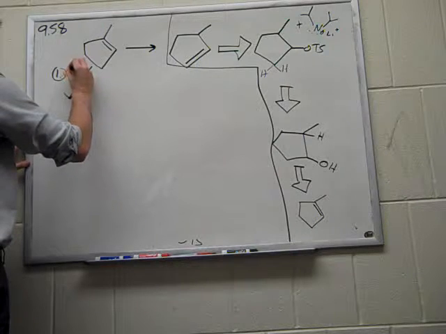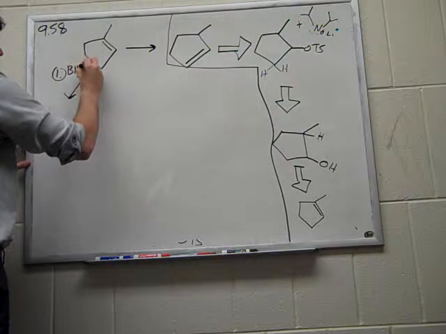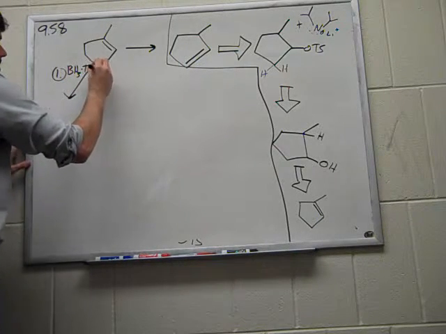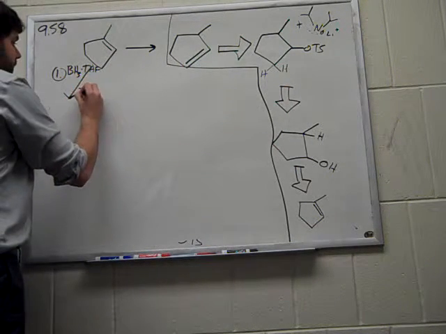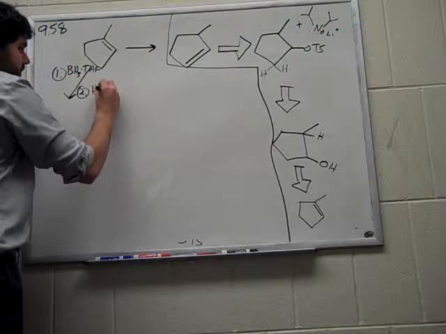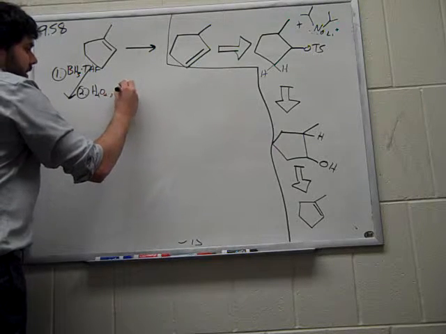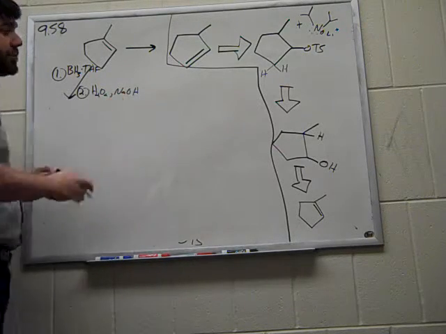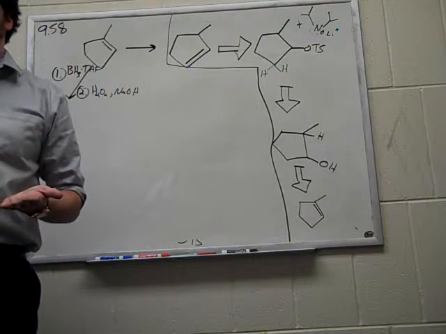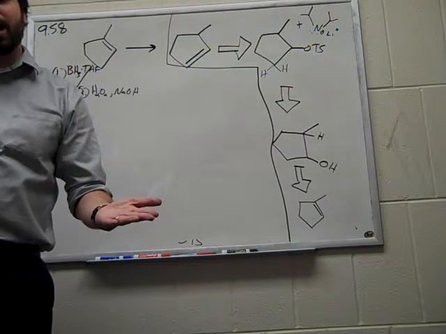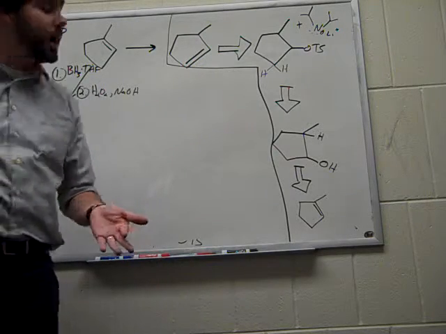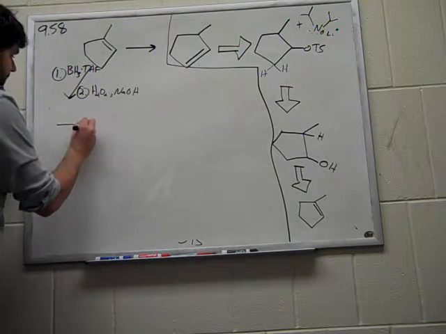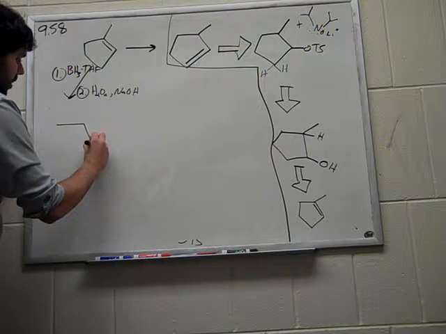Again, the first step is addition of borane THF to the alkene, followed by the oxidative step, which is the addition of a basic solution of hydrogen peroxide. What that will accomplish is the anti-Markovnikov addition of water across the double bond. And that will give us the following secondary alcohol.